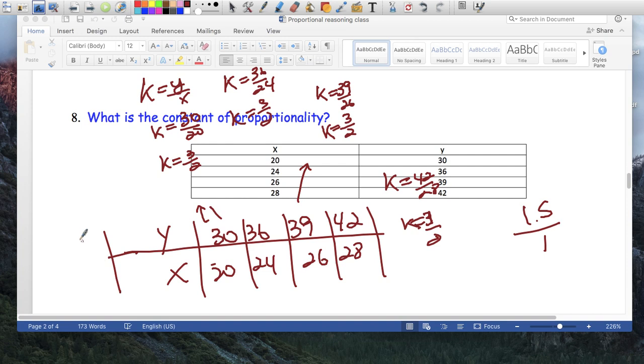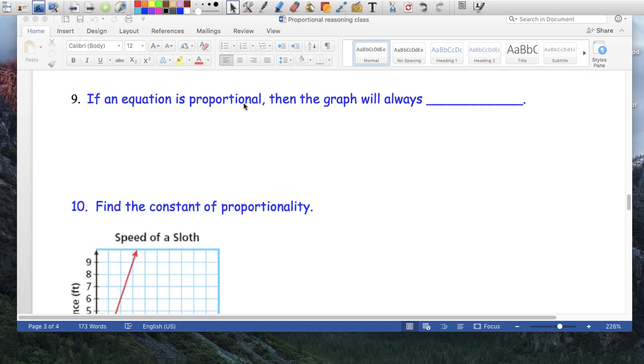Number 9. If an equation is proportional, it's always going to be in this format, y equals something times x. It's not going to have the plus 5 or plus 2. This tells you that this particular equation goes through the origin 0, 0, so the graph will always go through the origin. Whether it is y equals 5x, y equals 2/3 of x, y equals 7x, or whatever it is, their y-intercept is 0, so they'll all go through 0, 0.